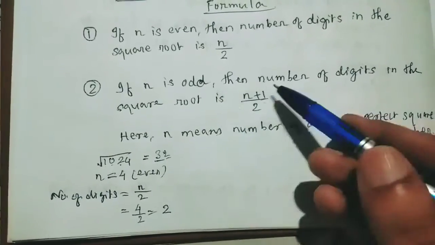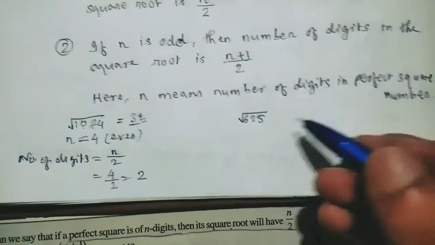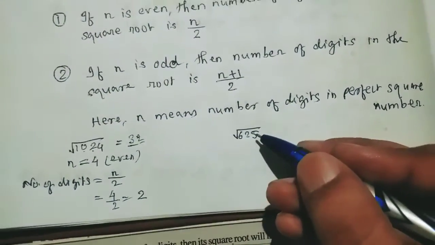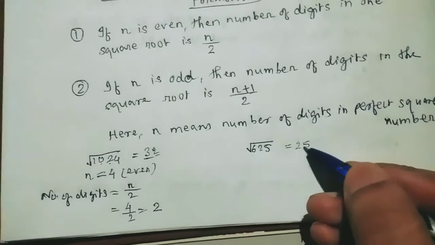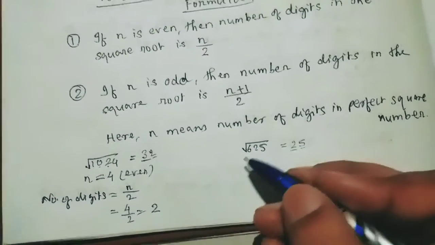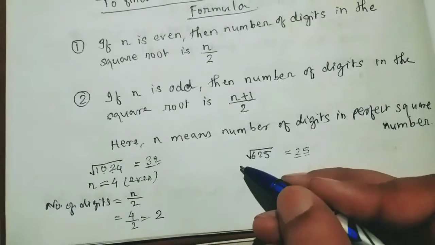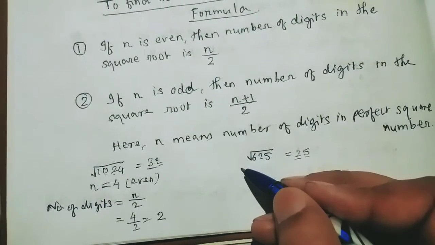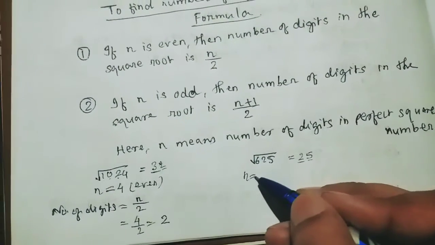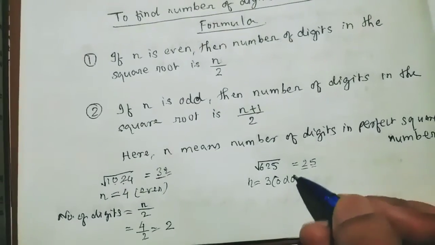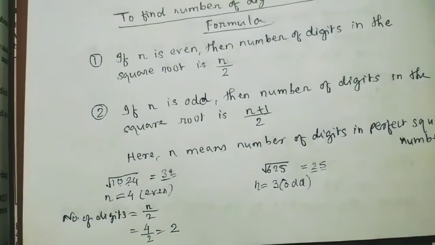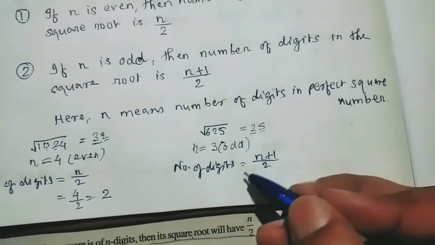Now again I am taking an odd number example. See, here 625. The square root of 625, all of you know, is 25. Right? And it has a 2 digit number. So how can you find it without the prime factorization method? Here n is 3. That means it is an odd number. Right? Now the formula is n plus 1 by 2.